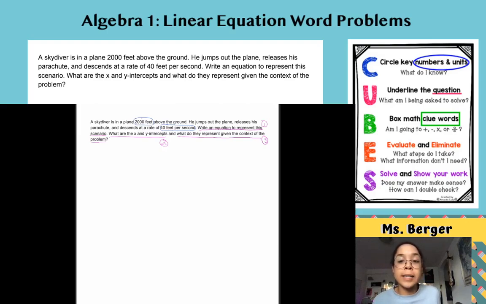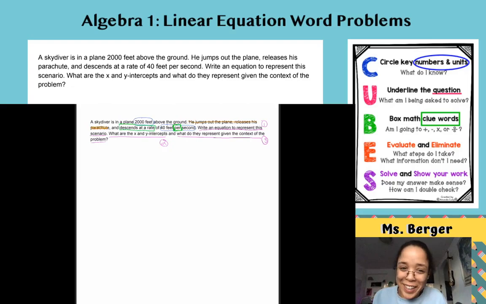Now I want to box math clue words. So I'm going to box "descends at a rate" because this is a clue word telling us that we're going to be going down, we're going to be going in the negative direction. Other than that, I didn't see anything else that was super important. Another thing I'm going to do for the B is box the clue word "per" in 40 feet per second, which is telling us that we're going to have some sort of multiplication there.